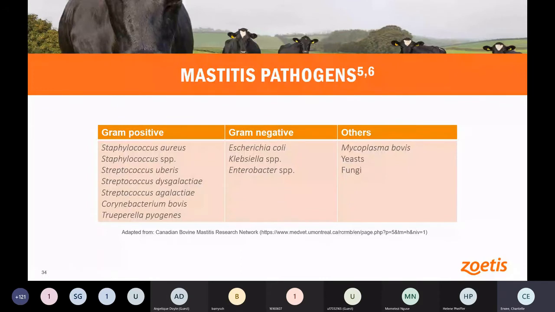Right, so to differentiate between the different mastitis pathogens, as you'll see on the screen, your Staph aureus, your other CNS, your Strep uberis, dysgalactiae, agalactiae, etc. are gram-positive. Your gram-negatives we're looking at are E. coli, Klebsiella, etc., and then some others, Mycoplasma, etc.